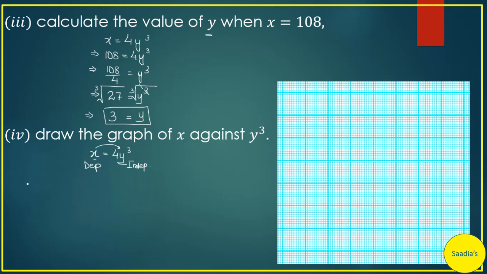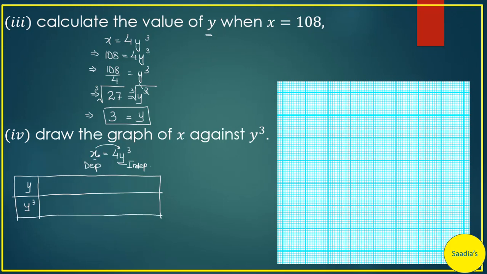We need to draw the table. We are going to give the values of y ourselves. It's our choice, whatever we want to take the values of y, then we need to cube them. And then how can we get x? When we multiply 4 with y cube. So x is 4 times y cube.